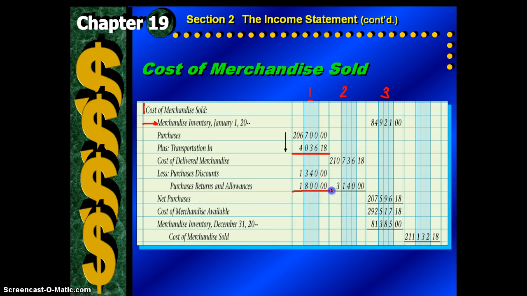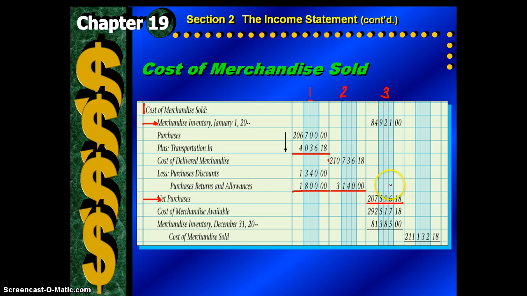In this case, it is 3,140, and we are going to take that number, 3,140, away from our cost of delivered merchandise, which is $210,736.18. When we take that number away from the cost of delivered merchandise, it gives us our net purchases. So our net purchases will go in our third column, and in this case is $207,596.18. From there, we single rule that amount.